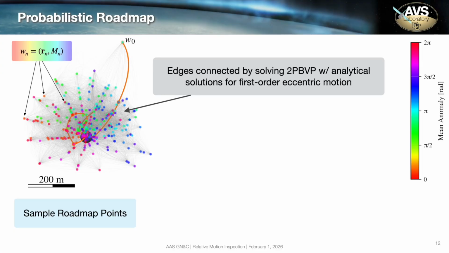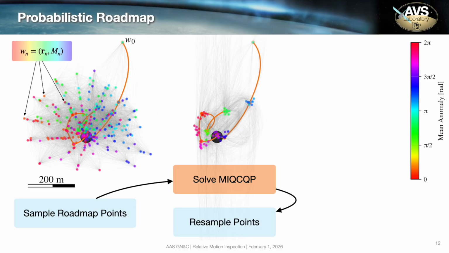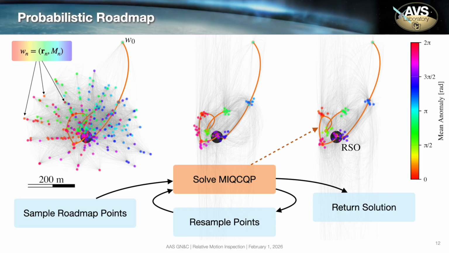We can connect the edges between these points by solving the two-point boundary value problem, since we have analytical solutions for relative motion under first-order eccentricity. And once we have built that graph, we can find a solution that minimizes fuel and time used with a mixed integer formulation. To improve upon the solution, we can repeat a process of resampling points around our solution trajectory, resolving the mixed integer problem, and repeating until we've achieved a solution that we're happy with.